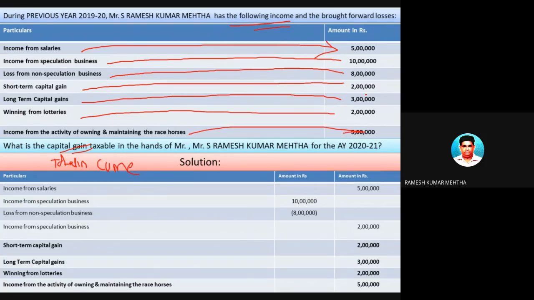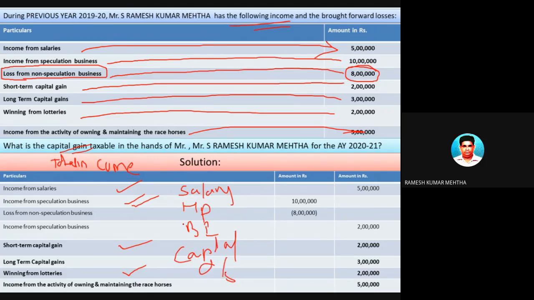So there is one speculative loss of 8 lakh rupees. Sorry, this is a loss from speculative business. Let's solve the problem. You have to go step by step. First one is income from salary. Next is income from house property, then income from business. Next is income from capital gains and income from other sources. These are the headings: salary income, house property income, business income, capital gains, and other sources.